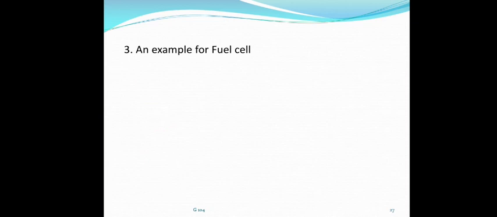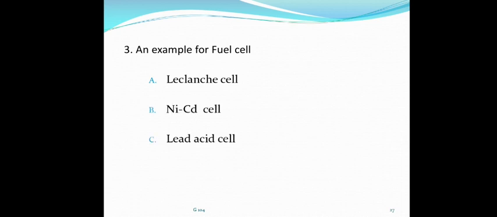An example for fuel cell: Leclanche cell, nickel cadmium cell, lead acid cell, H2O2 cell. So Leclanche cell is an example of primary cell. Nickel cadmium cell is a secondary cell. Lead acid cell is also a secondary cell. So what is the correct option? The third one, H2O2 cell, that is the correct option.